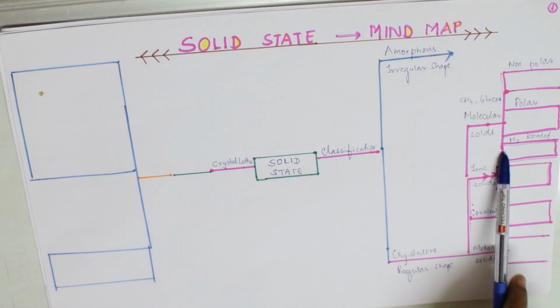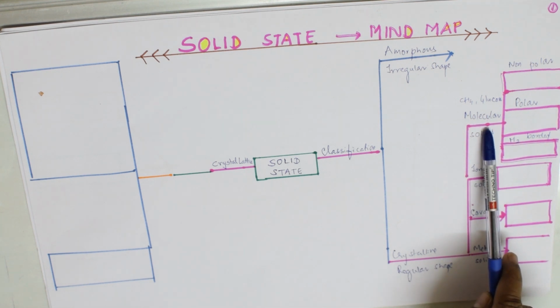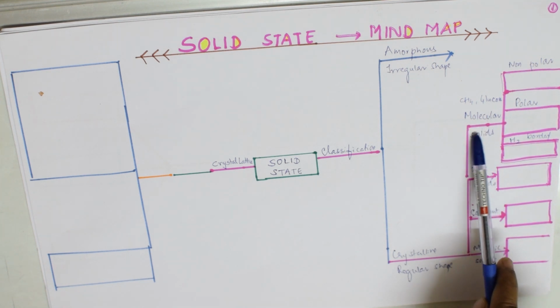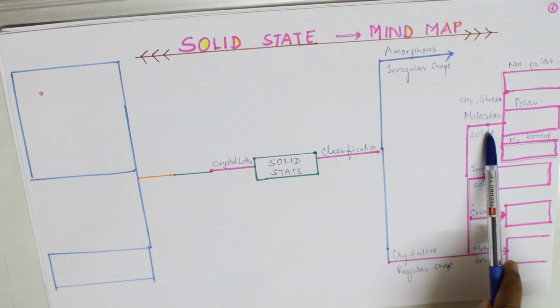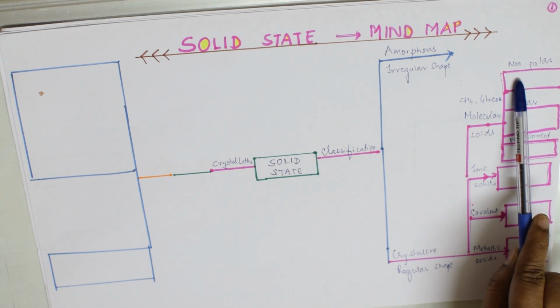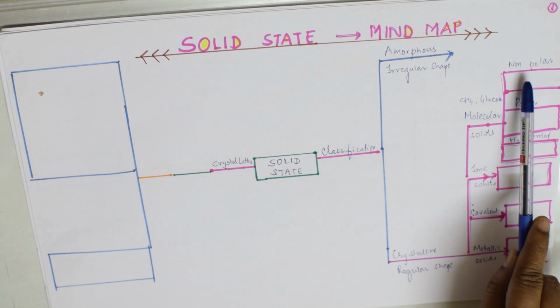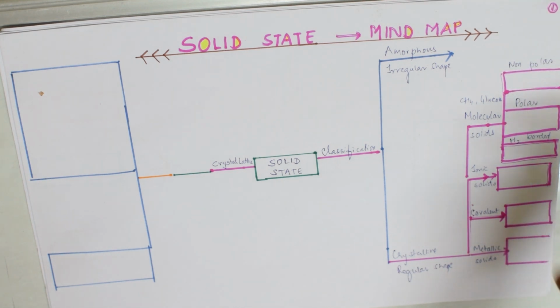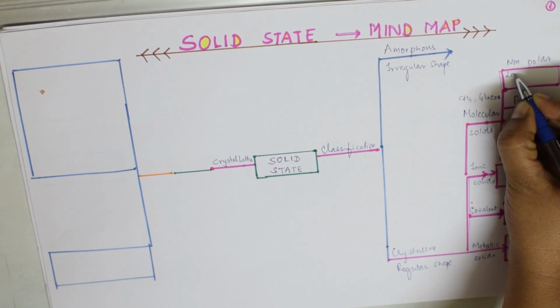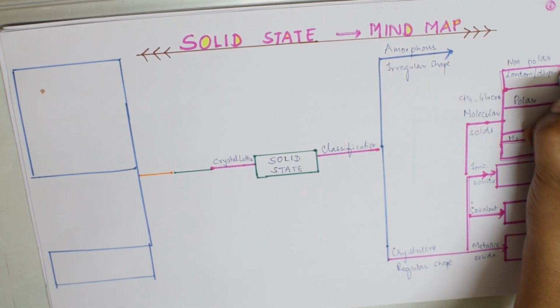So molecular solids, what are they for? The particles arranged are molecules, which hold the crystal lattice together by intermolecular forces. Now when it comes to non-polar solids, what are the constituent particles? In non-polar solids, it can be atoms or molecules, right? But what are the forces which are acting? Atoms and molecules are held by weak dispersion forces or London forces, remember. So I'm writing the forces here. In non-polar solids, London forces or dispersion forces will be acting.